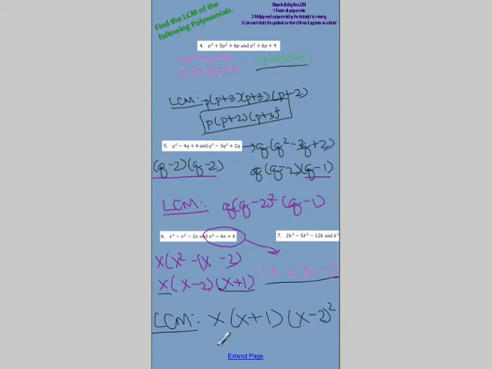And our last example for finding the least common multiple on the front side.